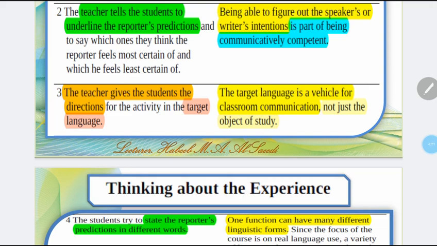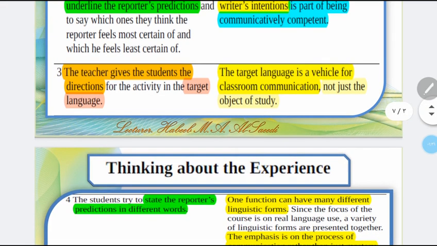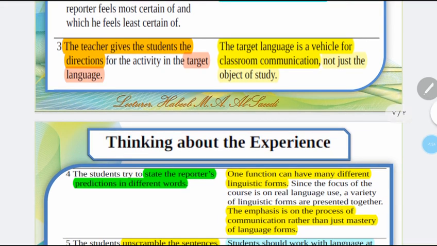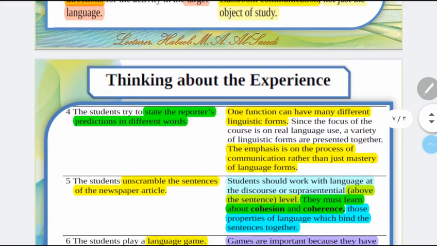Target language is the only language used in communicative language teaching, and it's not only a subject to study, but it is the vehicle of classroom communication. It is a tool of communication in the classroom. Okay, so it's the only language used in the classroom. It's not only a topic to study, but it is the vehicle of classroom communication. It's the only tool of communication used in the classroom.